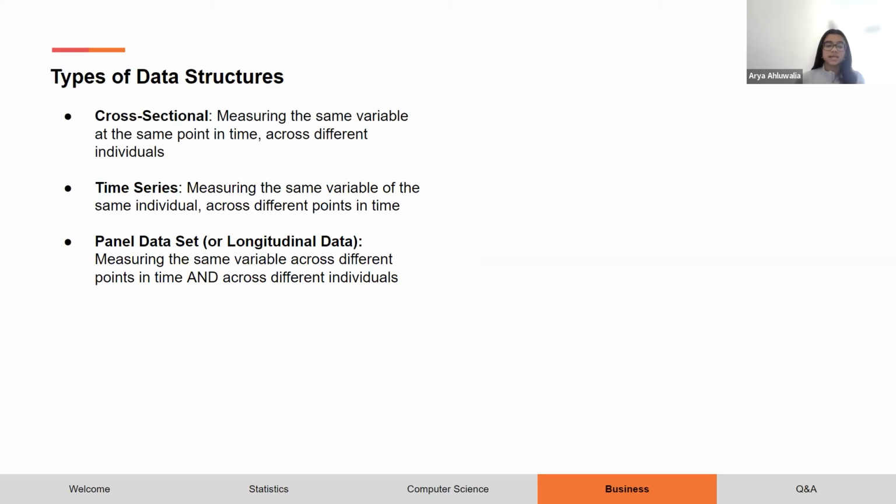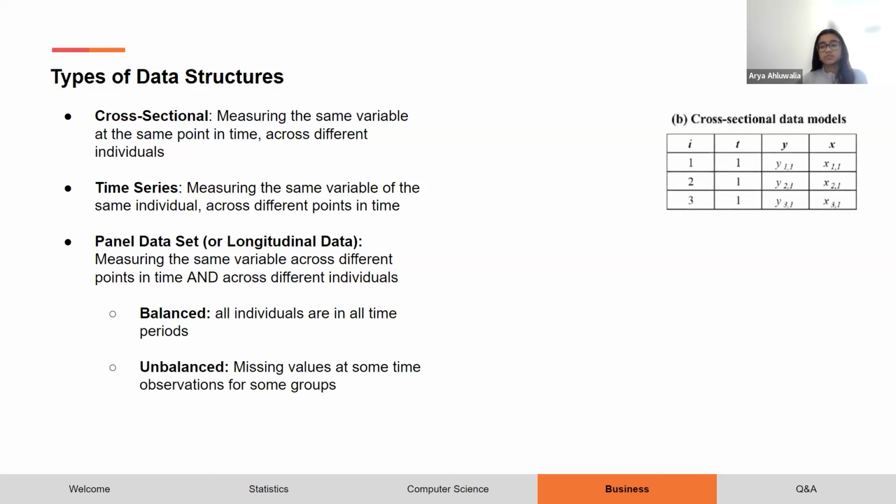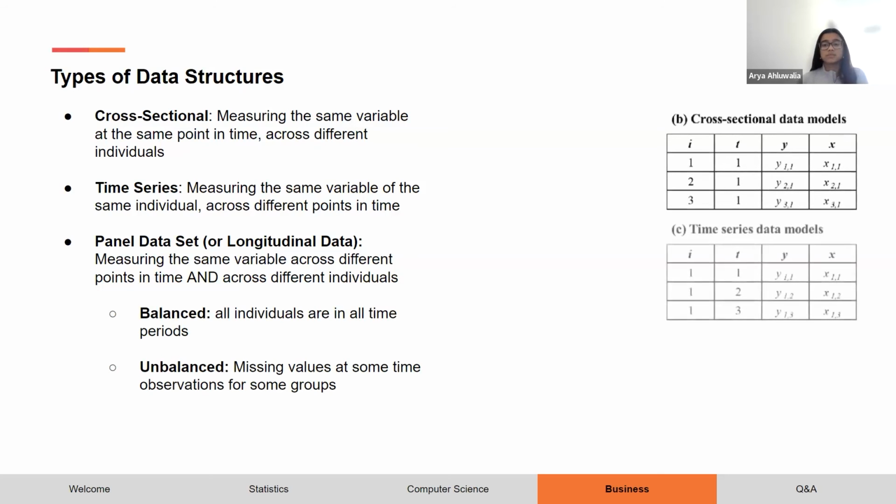A panel data set can be either balanced, so we have all data entries for all individuals in all time periods, or if we're missing some entries, then it can be unbalanced. It's probably easier to see this in a more visual format, so let's have a look at these tables.